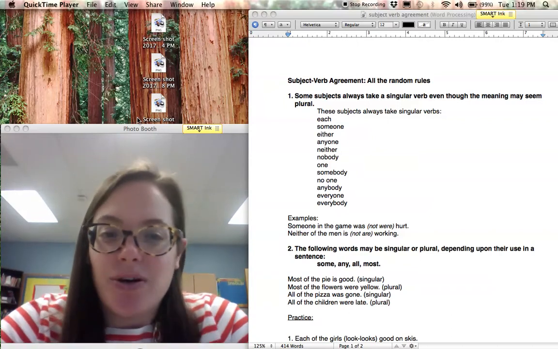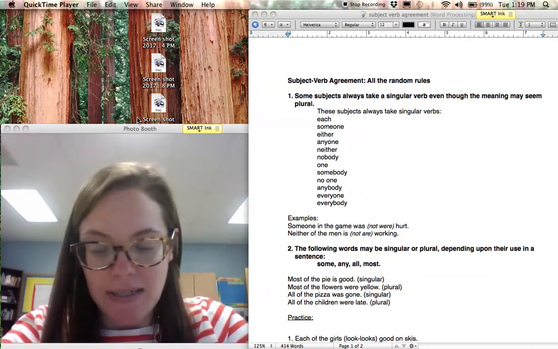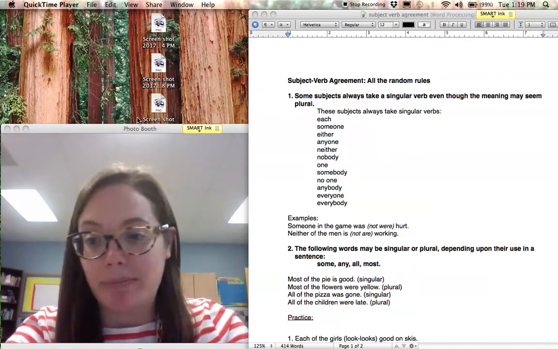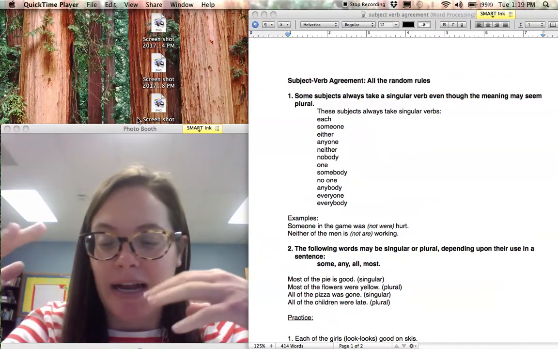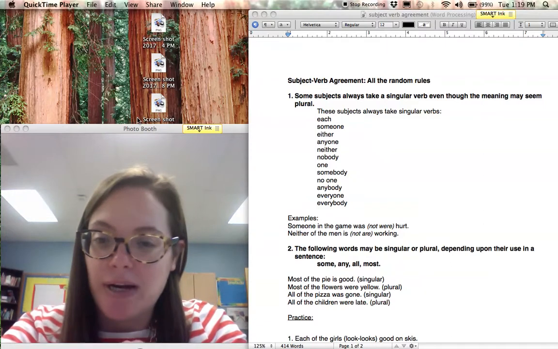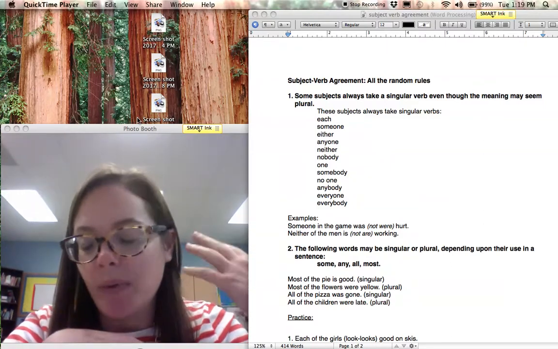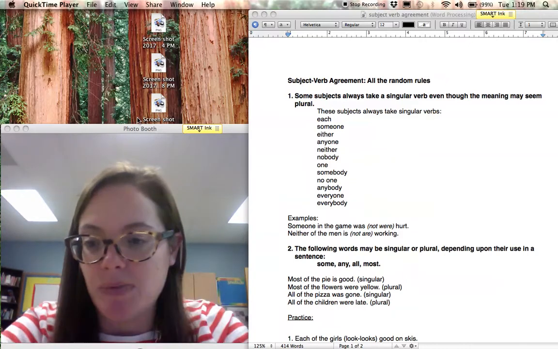Hey guys, so today we're going to keep talking about subject-verb agreement, but today we're just going to talk about some of the random rules that help us figure out what verb to use. All right? Most of these things we do naturally, but sometimes we have to think about them, and it's helpful to keep these rules in mind.